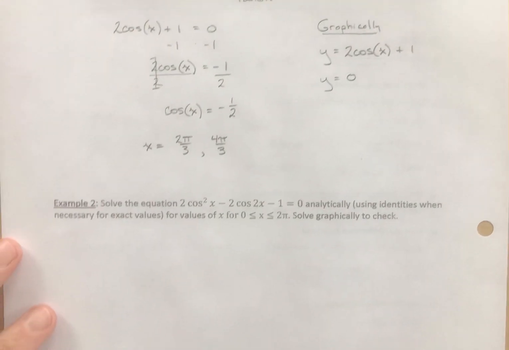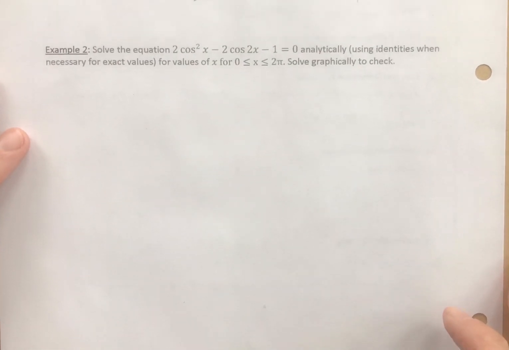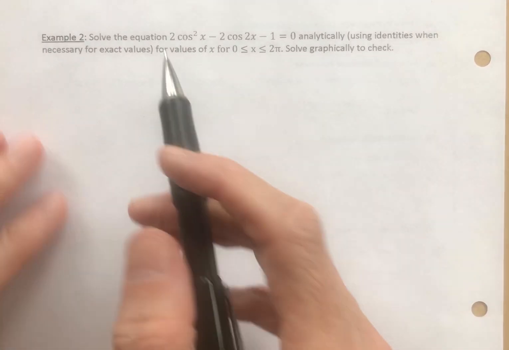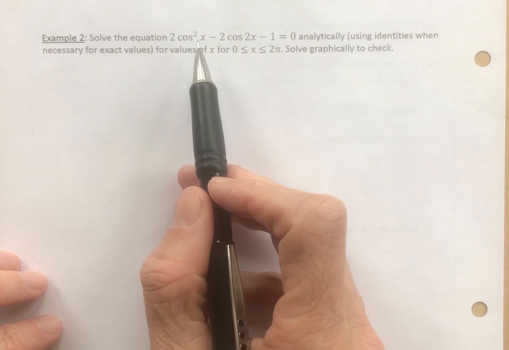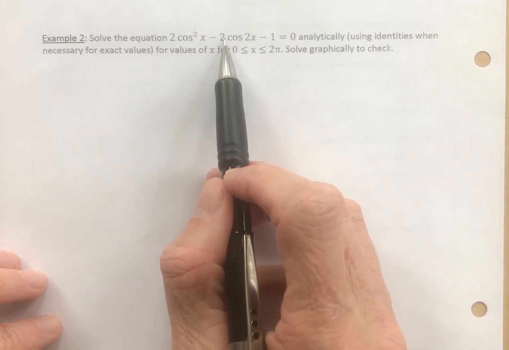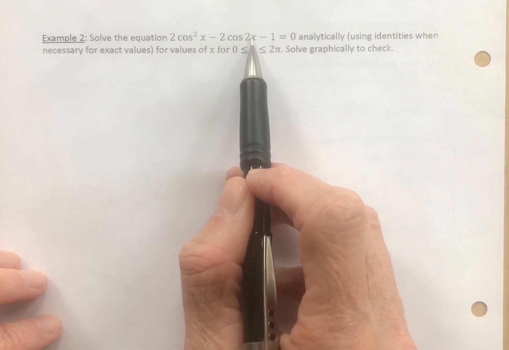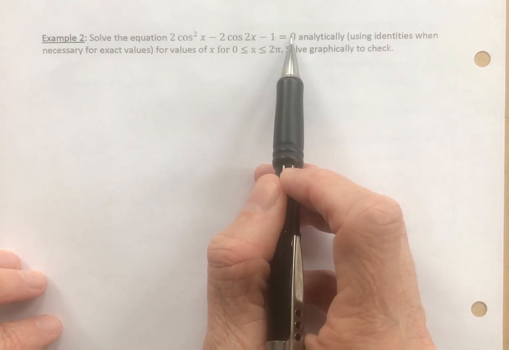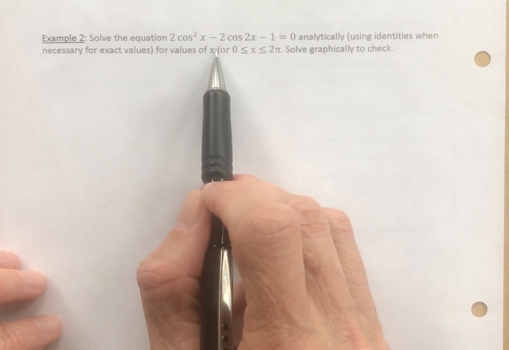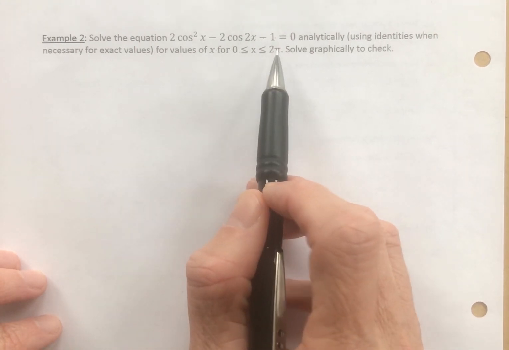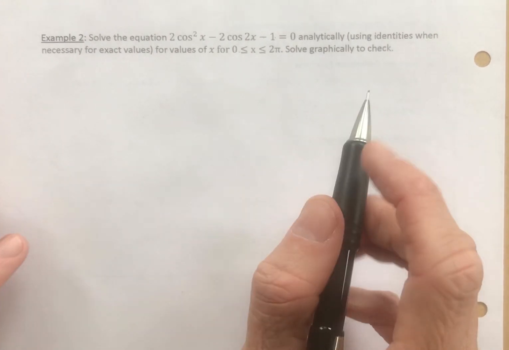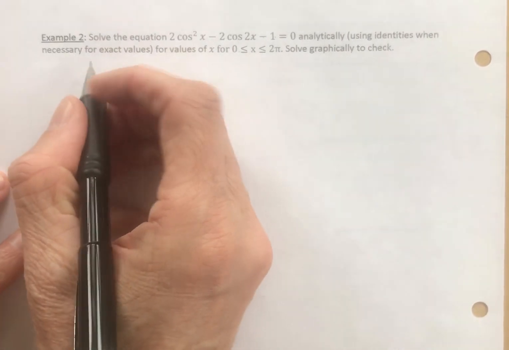Okay. Let's take a look at another one that's a little bit more complicated. Why not? We've got the skills. Solve the equation 2 times the cosine squared of x minus 2 times the cosine of 2x minus 1 equals 0, analytically, for values of x between 0 and 2 pi. So we're again in radians, and we're going to solve graphically to check. Okay, so let's get our equation in here.